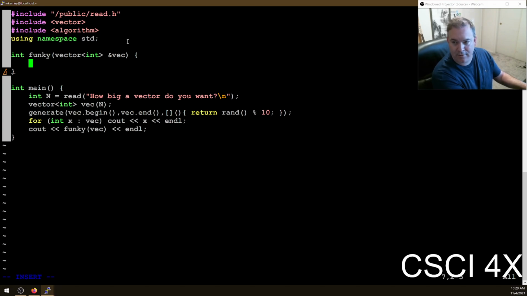And maybe our function will add up all the elements in the vector, something like that. But it's going to do so recursively.